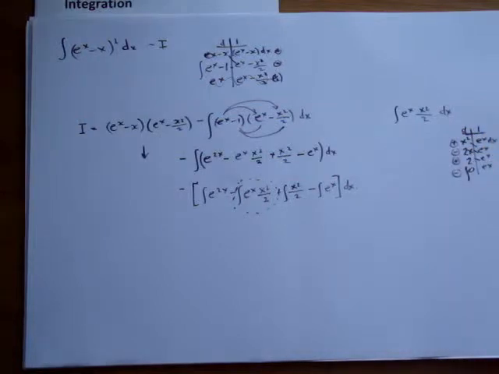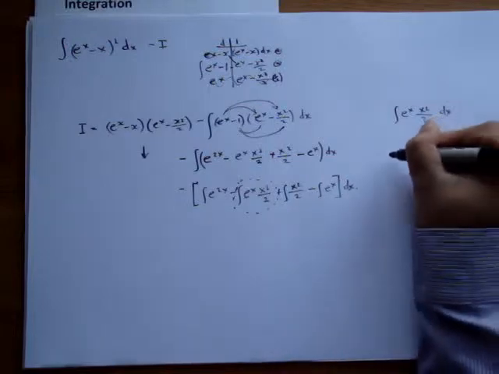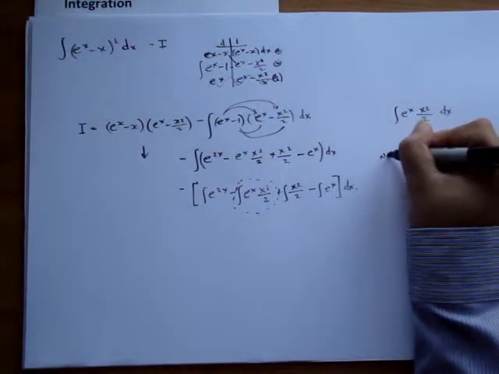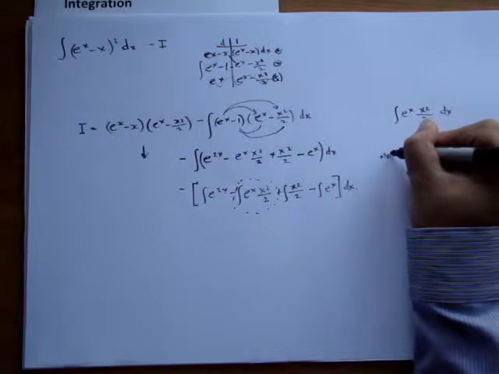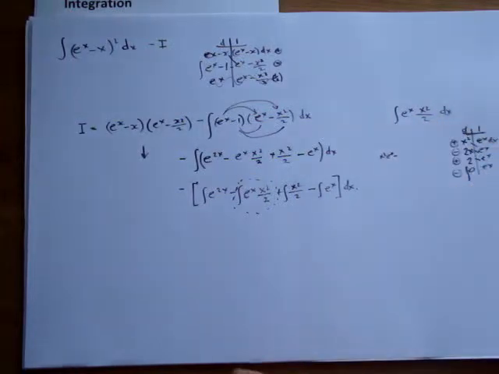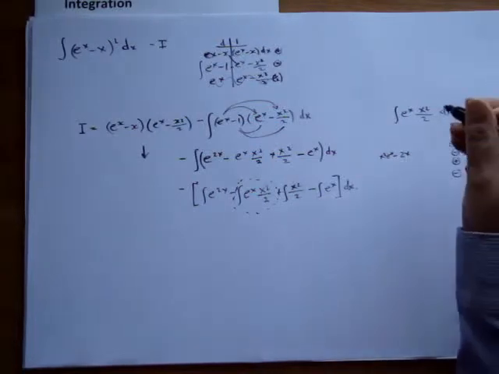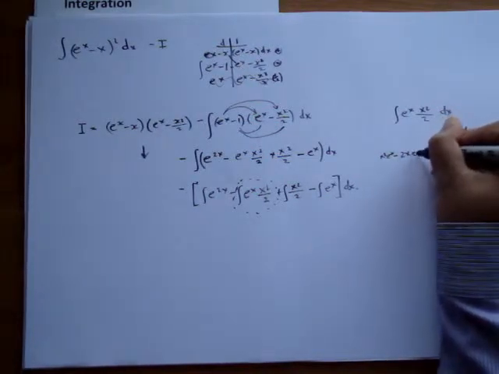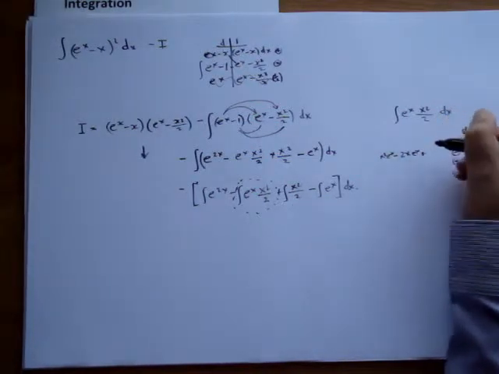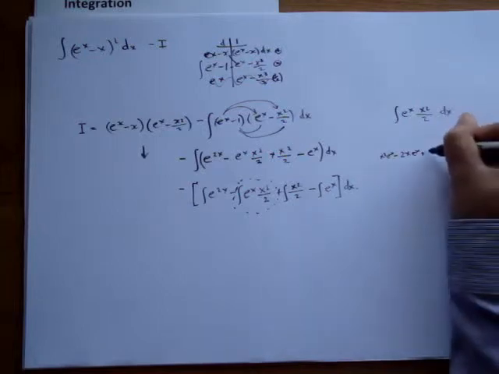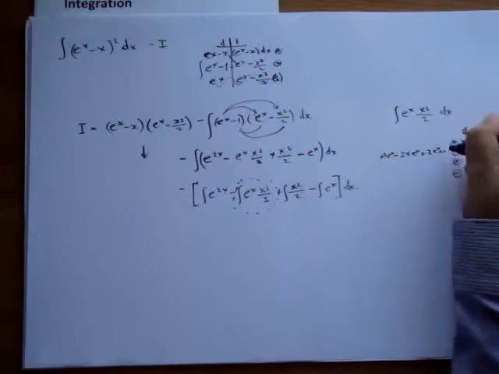Okay, so this becomes x squared e^x minus 2x e^x plus 2e^x plus c.